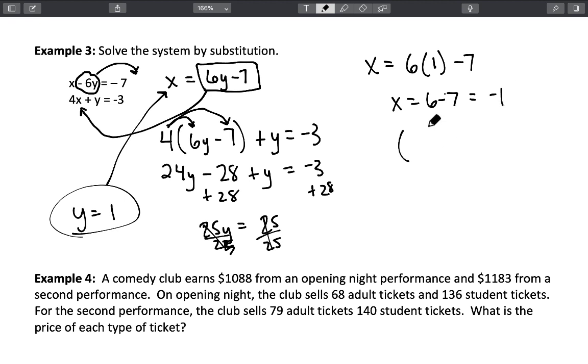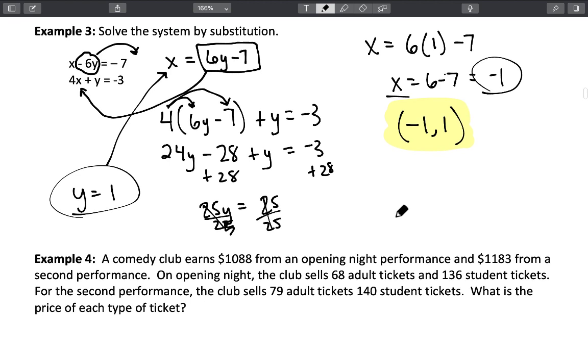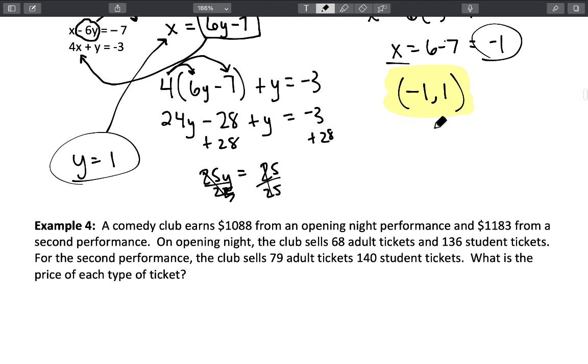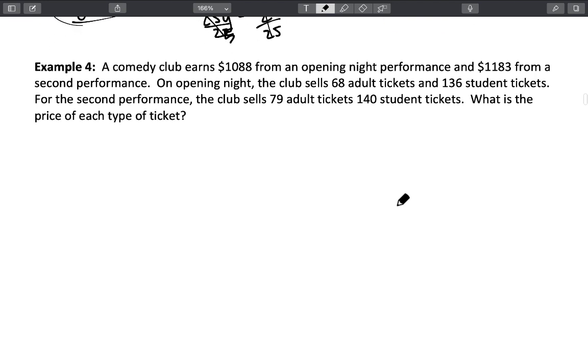So the ordered pair here, I have an x value of negative 1. I got a y value of positive 1. My ordered pair should be negative 1, 1. And that is the solution to my system of equations. And that should be the intersection point that these two lines intersect at, if I were to graph them.